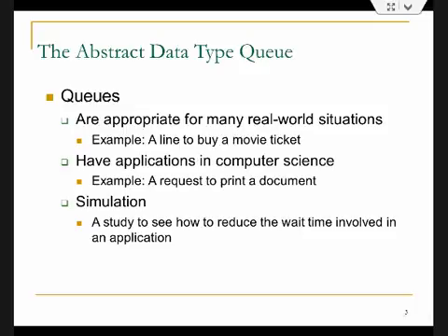But even in computers, we have a lot of uses for queues. For example, you have one printer and you send a lot of documents to it, so you send documents faster than they can print. Those documents go in the print queue. And you can also use it to do modeling of the real world, like looking at how long wait time is in an application.